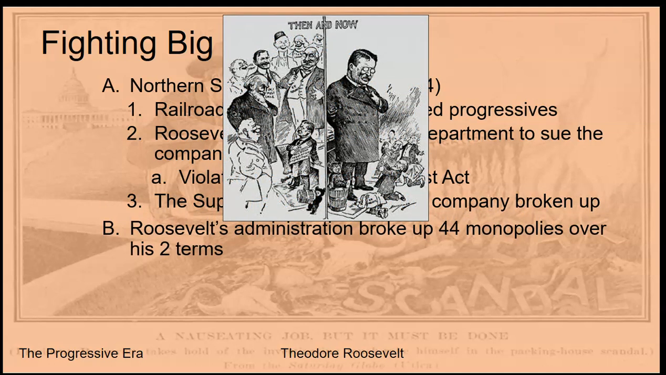This is a huge change. Now, it wasn't an overwhelming verdict. It was 5-4. But still, it's a huge signal to the businesses that they all of a sudden have to start dealing with this progressive era.